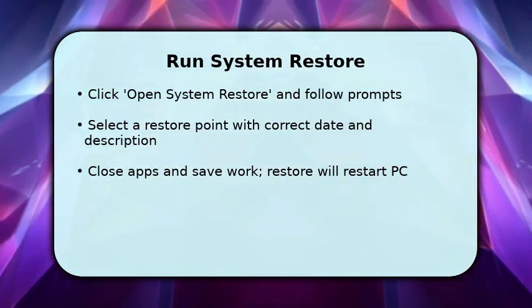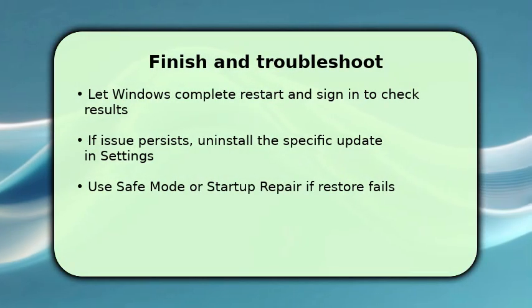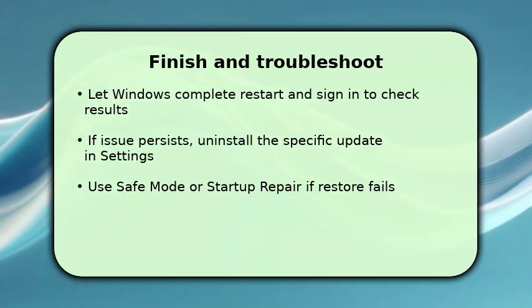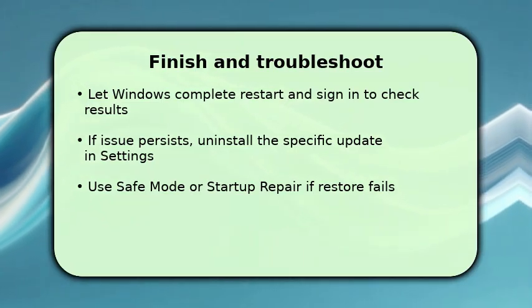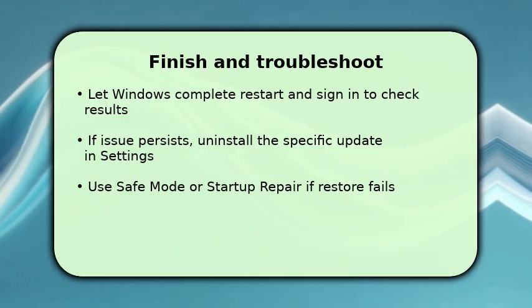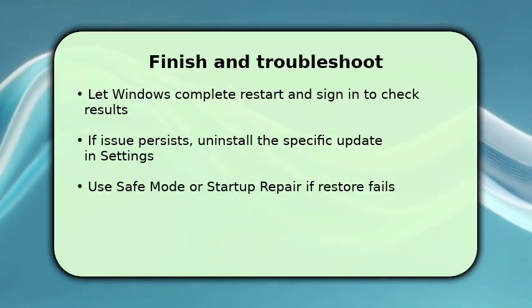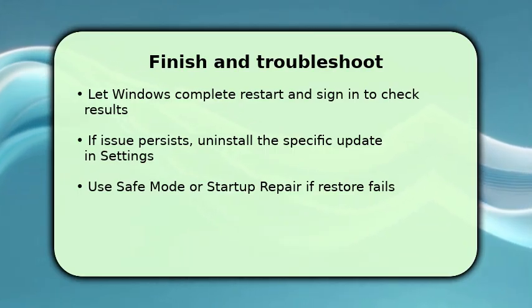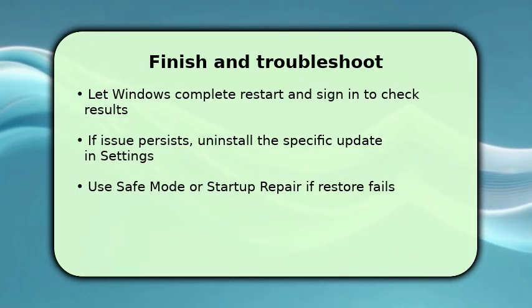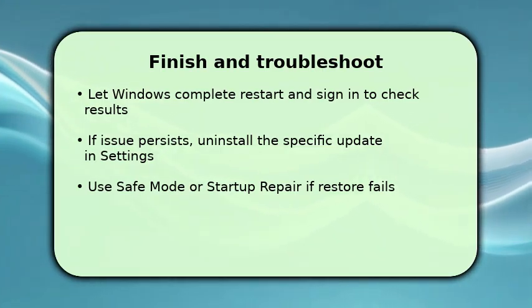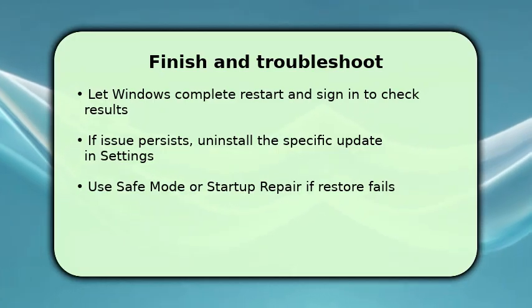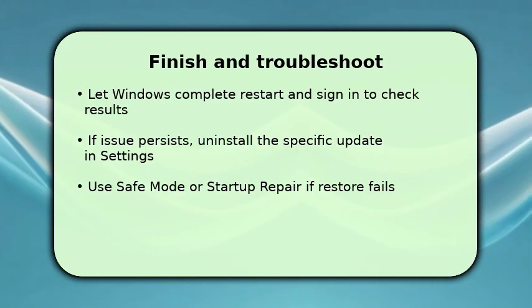You finish by letting Windows complete the restart and then sign in to confirm the problem is resolved. Check Windows Update History to verify the update was reverted. If the issue persists, go to Settings Update and Security, view Update History, and uninstall the offending update, because sometimes a remove is needed. If System Restore fails to start, boot into safe mode or run Startup Repair from advanced options. These steps let you recover when regular restore cannot complete.